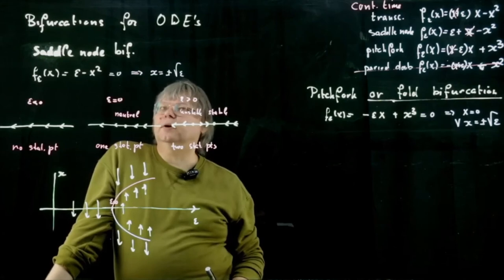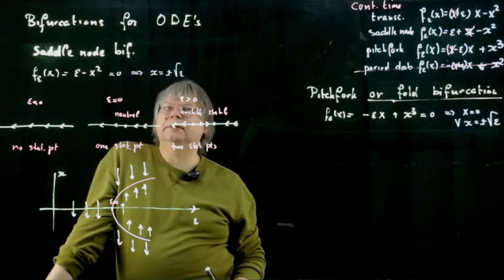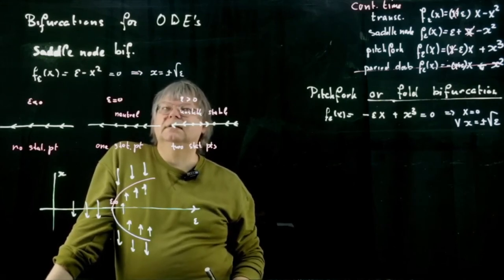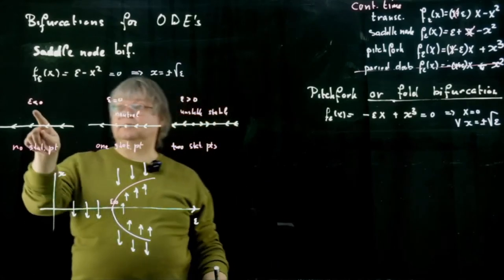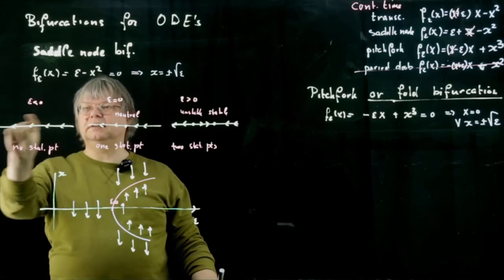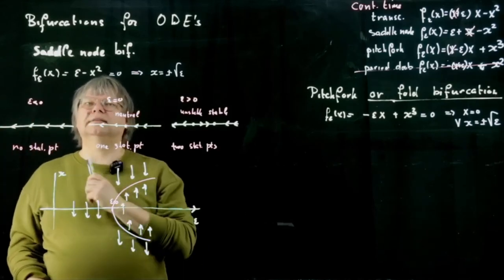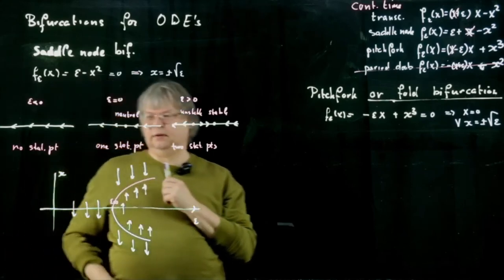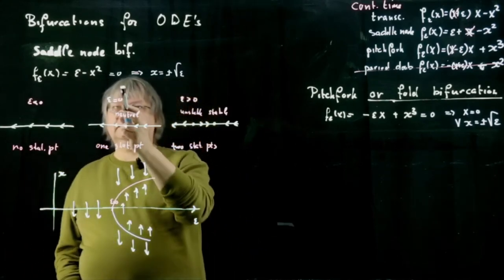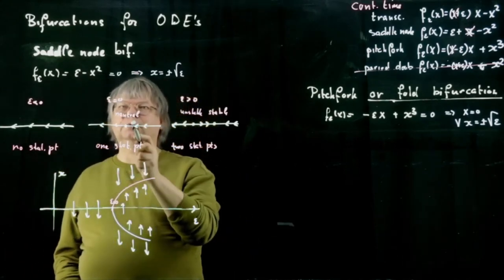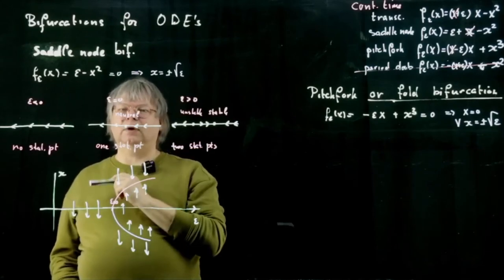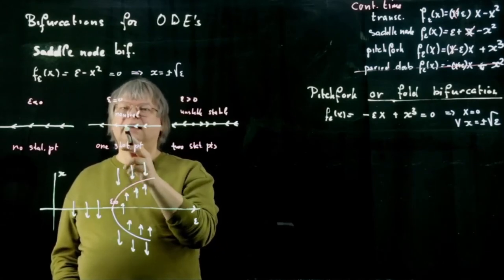And that means that I will only have a stationary point when epsilon is greater or equal 0. No stationary points at epsilon less than 0, and then indeed the movement is always to the left because epsilon minus x squared is always negative. Now if epsilon is 0, then I have precisely one stationary point at 0.